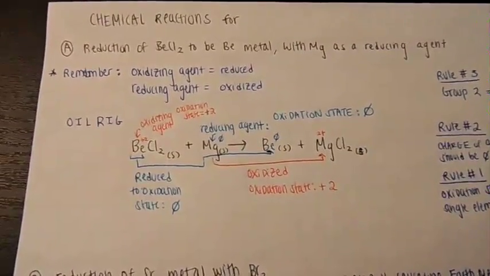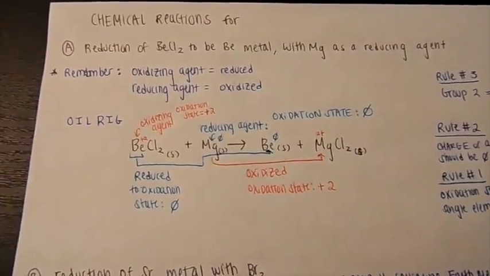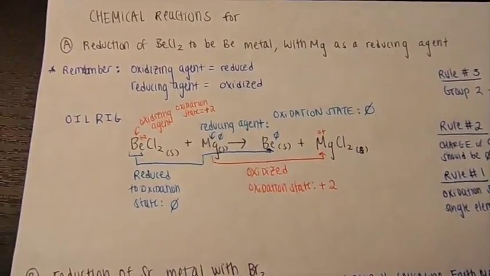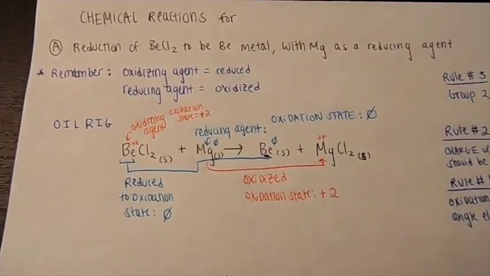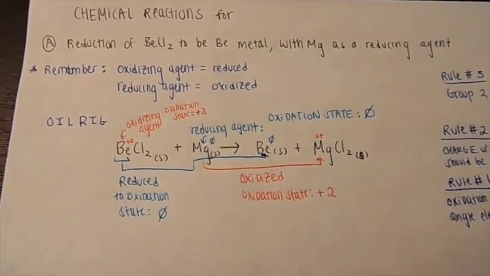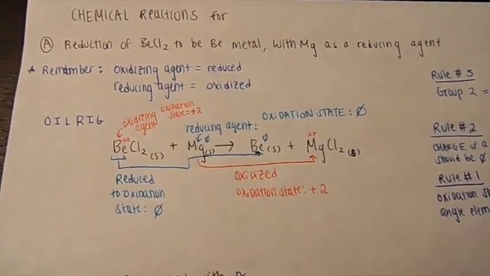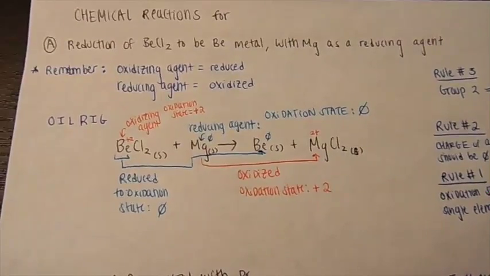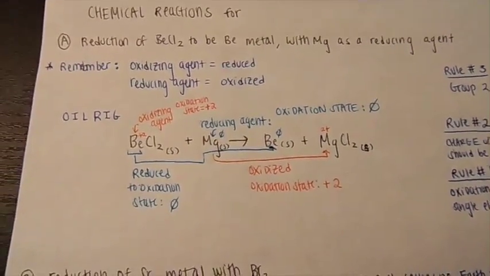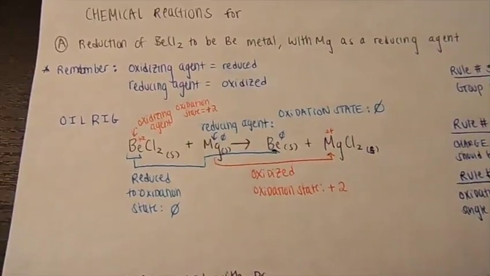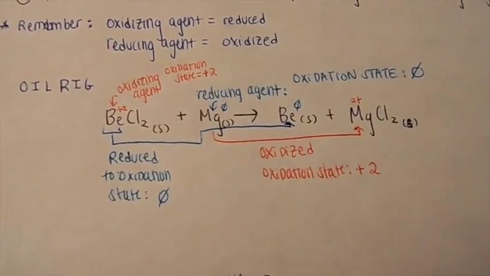Question 7.7 of the descriptive chemistry unit asks to give the chemical reactions for the following statements. Part A asks for the reduction of beryllium chloride to beryllium metal with magnesium as the reducing agent. The best way to approach this problem is to first write down the chemical equation based on what they're asking.